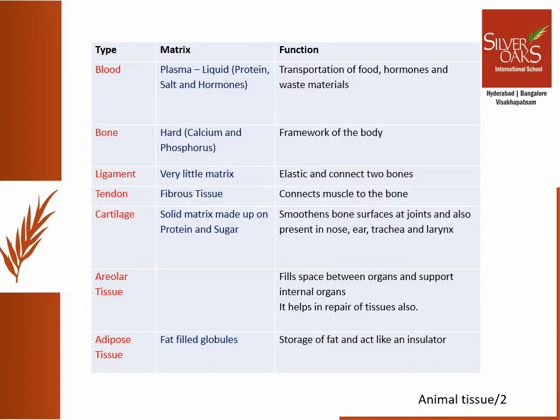So here is a table which will give you a detailed view of all the types of connective tissues. How is their matrix? Their matrix is made up of protein or calcium. Is it hard or soft? Is it fibrous? Is it filled with fat globules? All these details will be here, and apart from it, the function of each type of connective tissue is also given. Please note it down in your journals.